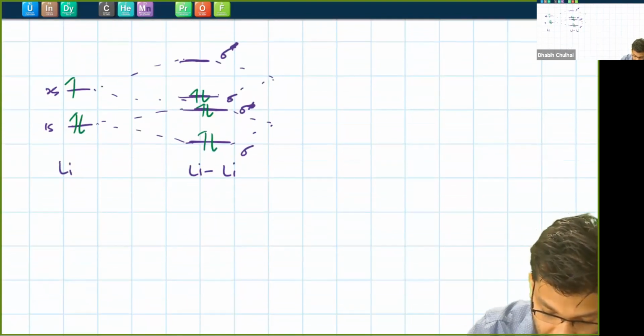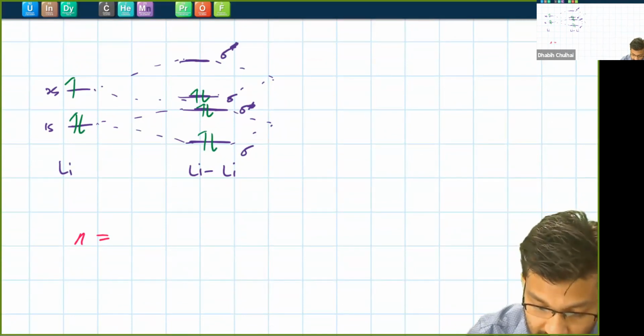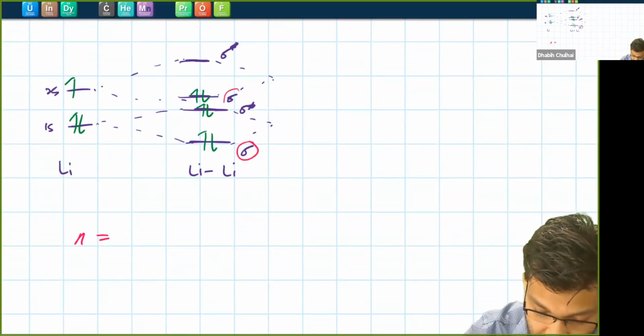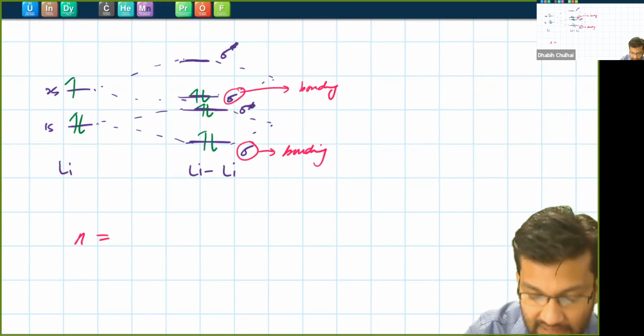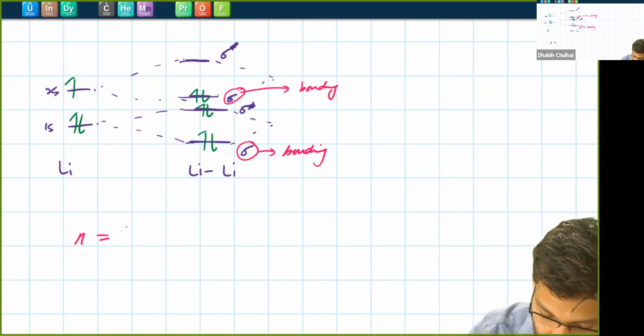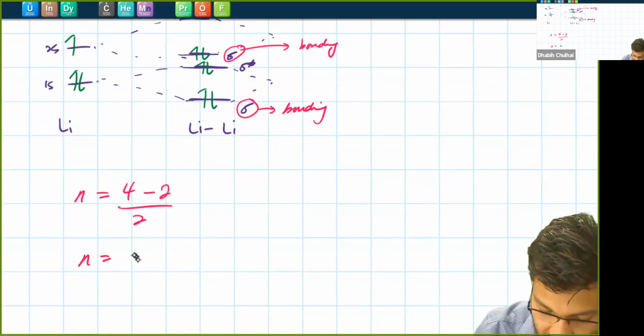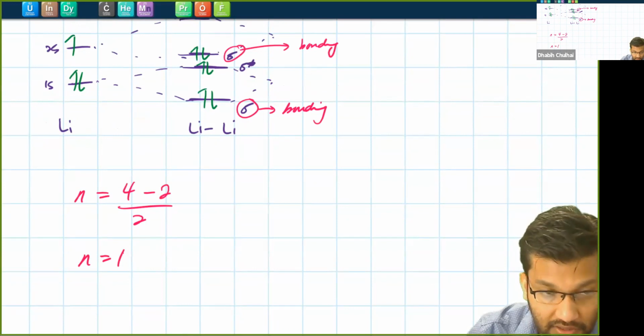What's the bond order? The bond order is based on the number of electrons in the bonding orbitals. So this is our bonding, and this is our bonding. Remember? Bonding, bonding. The stars mean anti-bonding. So there are 1, 2, 3, 4 electrons in bonding orbitals. There are 2 electrons in anti-bonding orbitals. So the bond order is 1. Basically, a lithium-lithium molecule has a single bond.